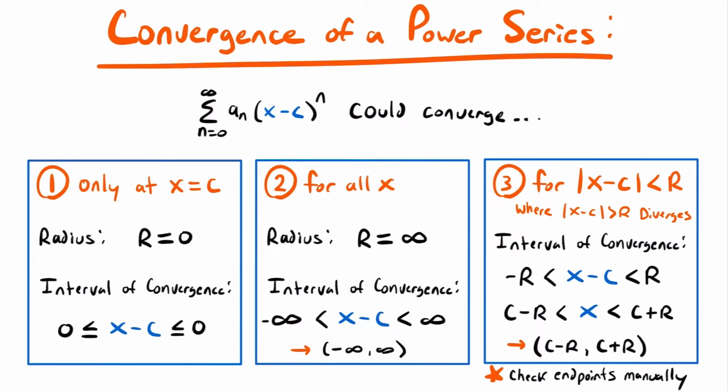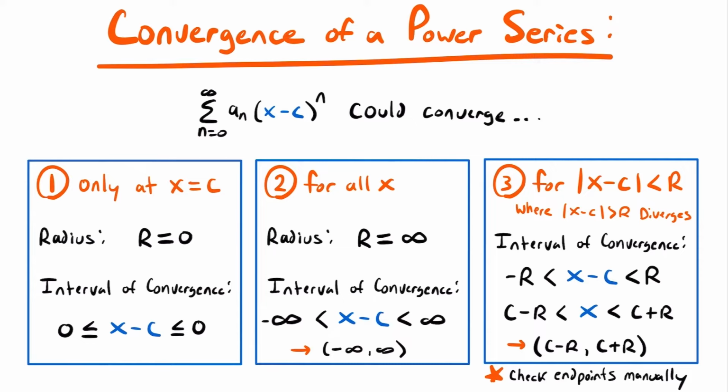And then finally, a power series could also converge for some values of x within a certain radius. The absolute value of x minus c will be less than the value of some radius r. And what this means is that the values for the absolute value of x minus c greater than that radius will result in the power series diverging. So in this case, the interval of convergence will be from negative r, or the negative version of the radius, to the value of the radius.